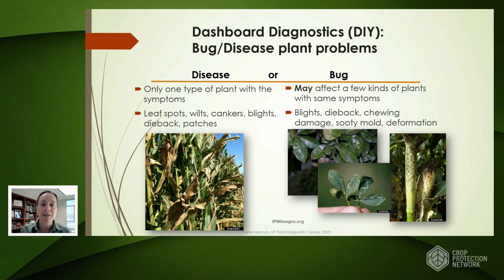With bugs, we look for insect feeding damage, leaf or flower distortion, spider mite webbing, and frass and sooty mold, those last two, both of which tell us insects are feeding. Here's where the zoom function on your phone or a magnifier of some sort can be really helpful. We're going to talk a little bit more about that later when we get to tips and tools.